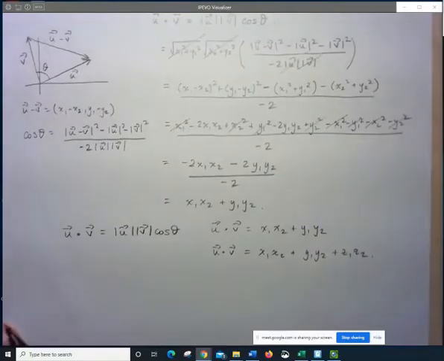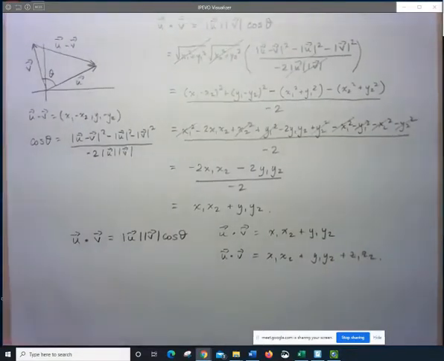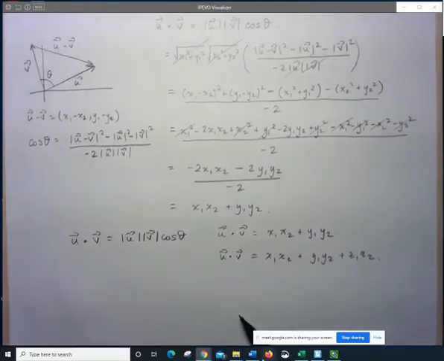But before we take a look at some applications of this dot product, so we can finally see that yes, there is a usefulness to defining the product in this way, we're going to take a look at some properties, because as we already saw, we know that the dot product is commutative. What other properties might it have?